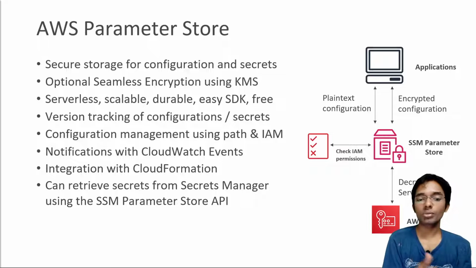So applications are going to access the Parameter Store either as plain text configuration, in which case the Parameter Store will just check the IAM information of your application to make sure this configuration can be accessed, or as encrypted configuration, in which case the decryption will be done on the SSM side. And it will also call KMS if the IAM information is okay. We can also retrieve secrets from Secrets Manager using directly the SSM Parameter Store APIs, as I will show you in the next slide.